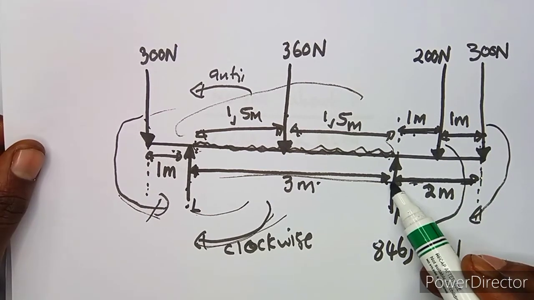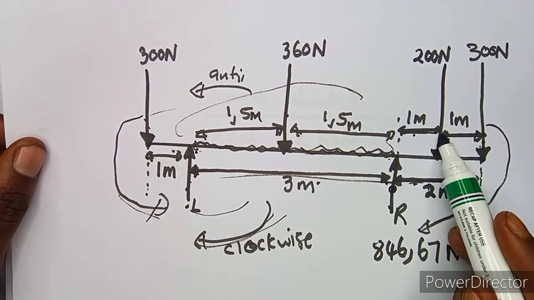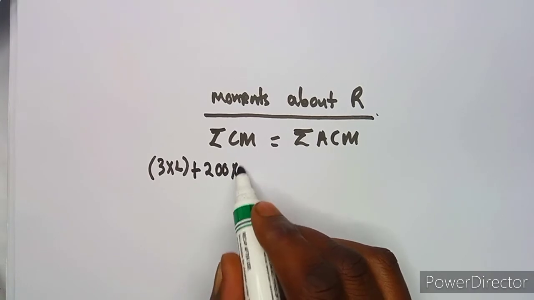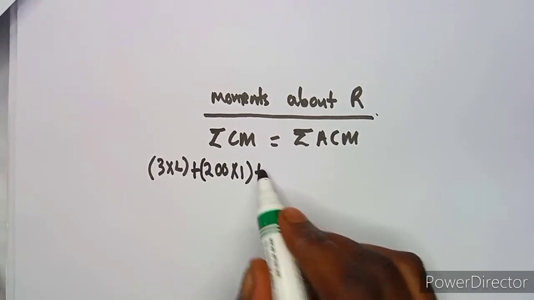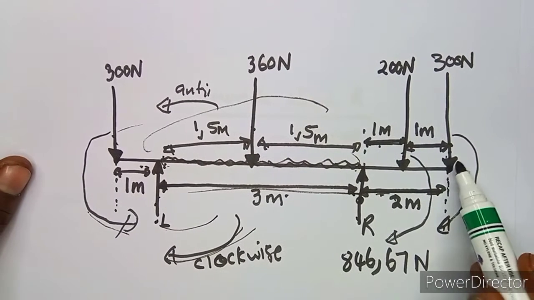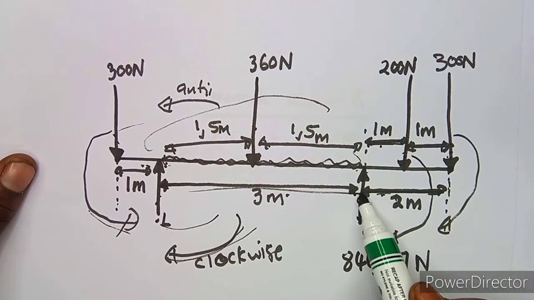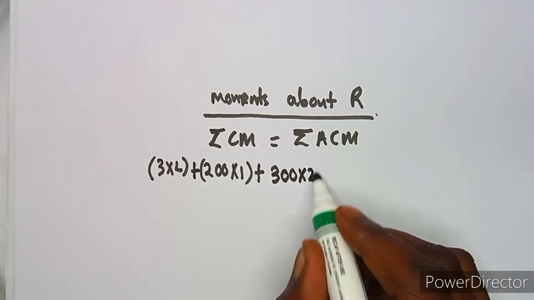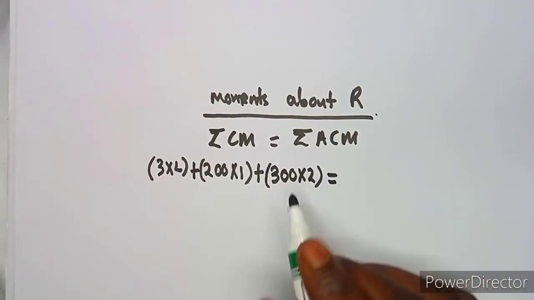Okay, so we've got 200 back to the R here, so it's 200 times 1. Okay, so we're going to add this 200 times 1, plus we move on to 300, and there's a difference of 2 here, 2 back to R, so it's 300 times 2. 300 times 2, like this. All right, so that is what we have on the clockwise.